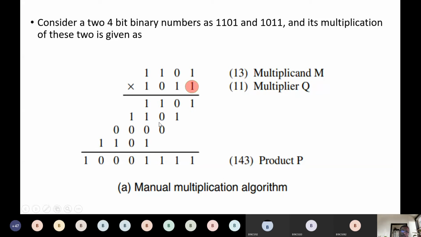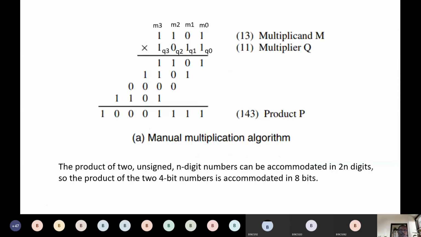We get the intermediate result. We call it a partial product. That partial product we will add to this one, and again we get another partial product. That partial product we will add to this one, and finally we get the product. Okay, so let's see this with an example here.